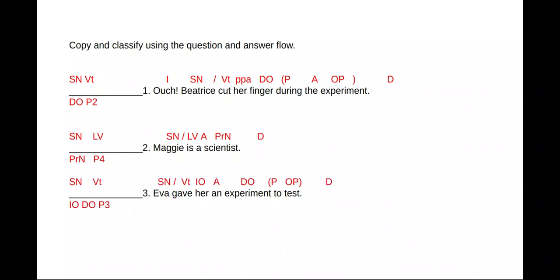And pattern 3 has the direct object and an indirect object because you gave experiment to whom? Her, indirect object. These are all declarative sentences, and you can see the patterns. Check your paper now and see how you might need to redo some things.